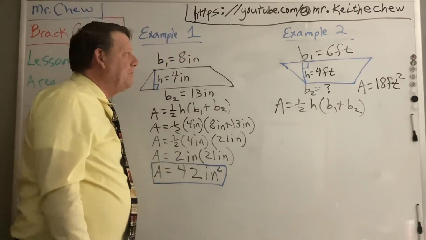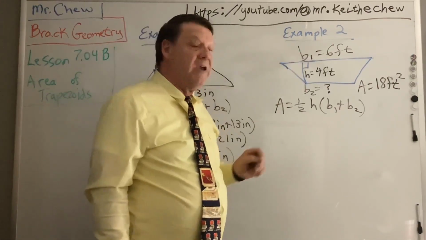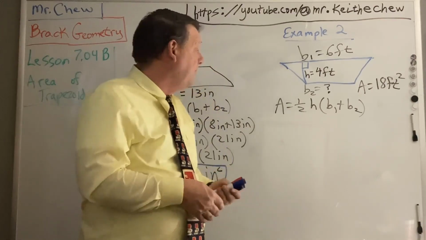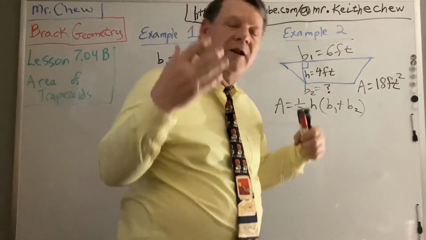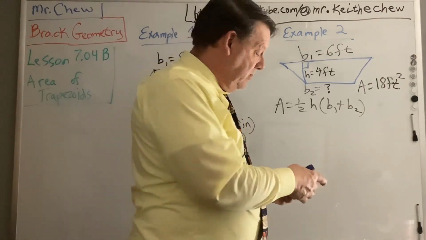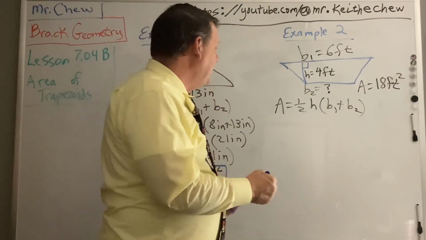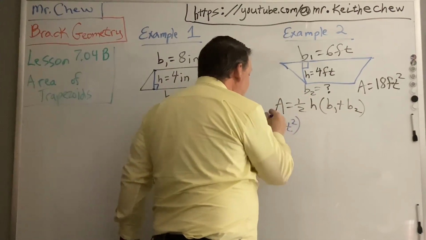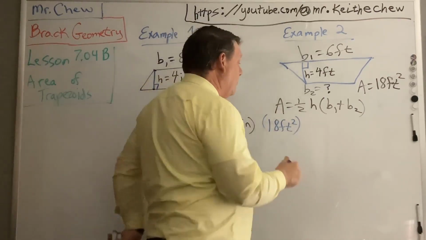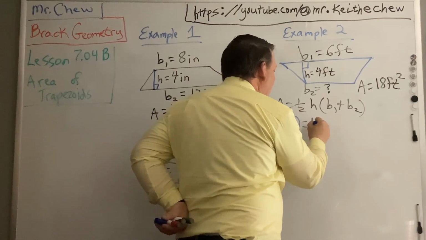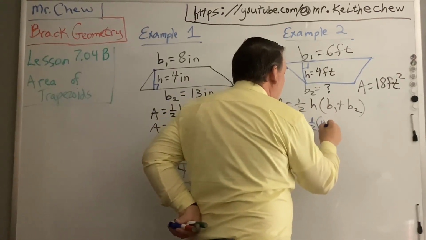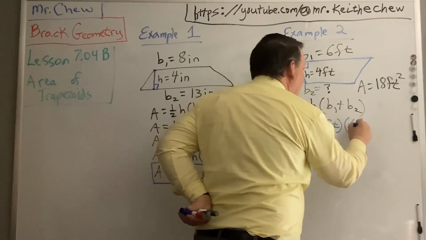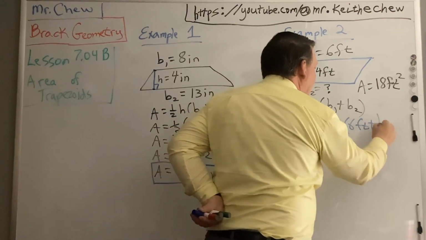So in my harder example 2, it says, if base 1 is 6 feet, the height is 4 feet, and the area is 18 feet squared, can you find that other base? So all you're doing now is just using a little bit more advanced algebra to solve it. So I substitute for area, I put 18 feet squared, and I've been having you put that in parentheses up to this point in other problems. 1/2 of the height, which is 4 feet, B1, which is 6 feet, plus B2 that I don't know.